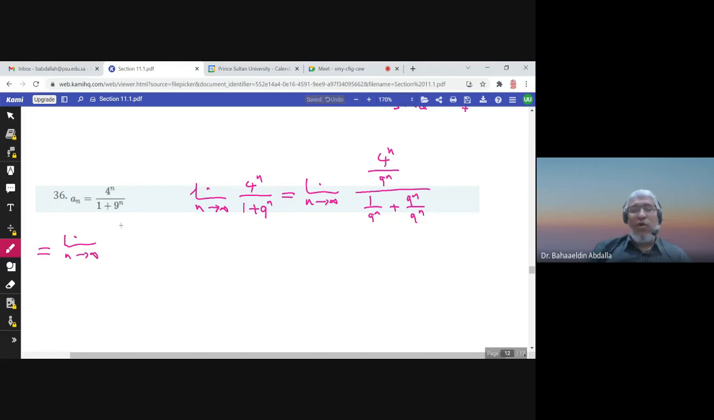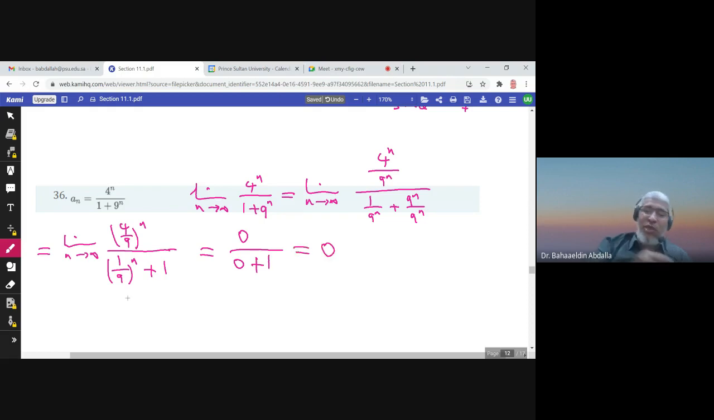This is 4 over 9 to the power n, and this is 1 over 9 to the power n. And 9 to the power n over 9 to the power n is just 1. Now, what is the limit of this? It is 0, because 4 over 9 is r less than 1, and 1 over 9 is r, less than 1. So the limit is also 0. And the limit of 1 is 1. So the limit would be 0.